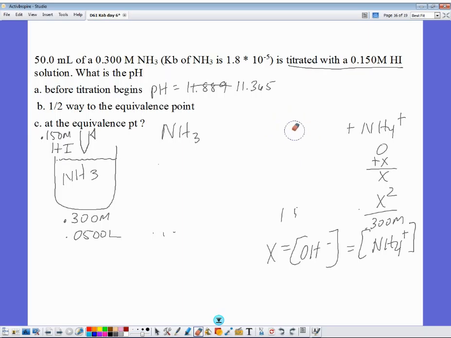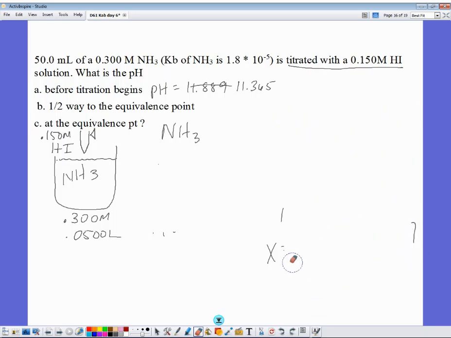Let's erase all of this except for the ammonia because I still have the ammonia, but now I'm going to be adding H plus to my ammonia. When I titrate, H plus gets added to my ammonia. What do I make? Ammonium ion. I make only conjugate acid.